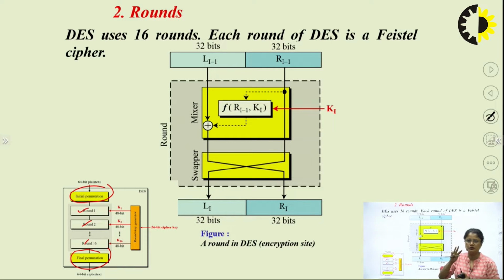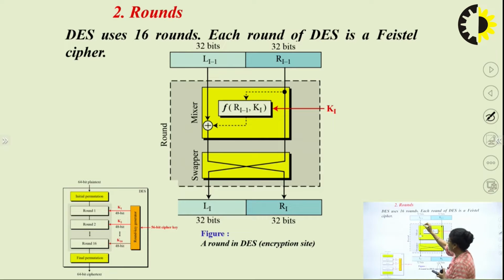If you remember, we said that we'll be talking about three things: the permutation, the rounds, and the round key, and the key generation. So now the focus is on the rounds. Now, what are rounds? As I told you, it uses 16 rounds. Now, our focus is on each round. What happens in each round?